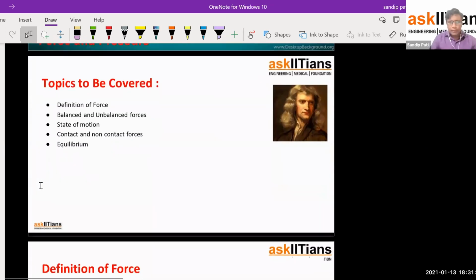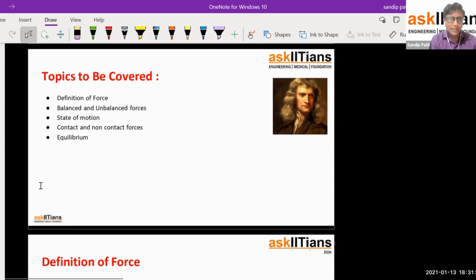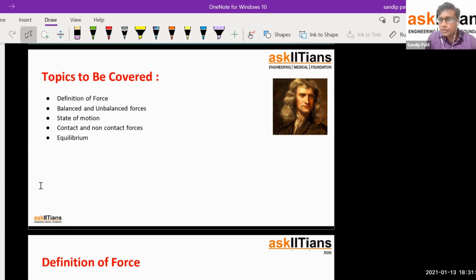Now let's see what topics we are going to cover in this case. Force, we already know now the definition of force. You can see it is the push and pull. Then what are the balanced and unbalanced forces? Now you can consider the words, right? Balanced. Balance means everything should be in proper order, right? Unbalanced means what? In detail, we are going to study those.